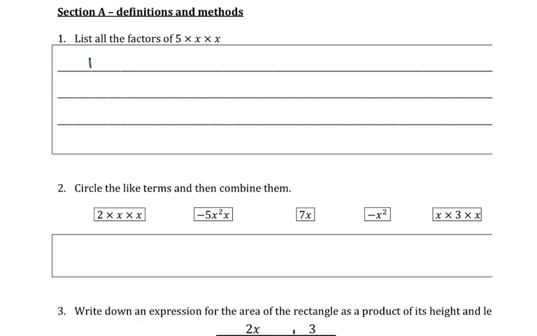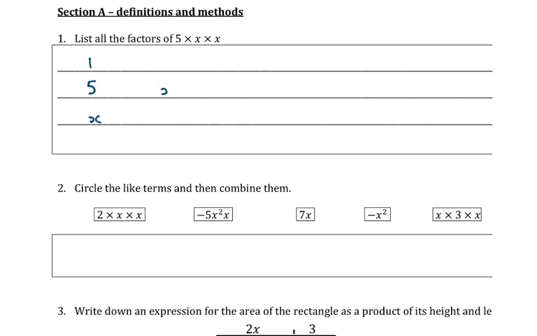I'll go through them. The obvious factor is 1. 1 is always a factor. So 1 is a factor of 5 times x times x. 5 is a factor of 5 times x times x. You can see that because 5 is in the product, 5 times x times x, so 5 is a factor of 5 times x times x. Similarly, x is a factor for the same reason.